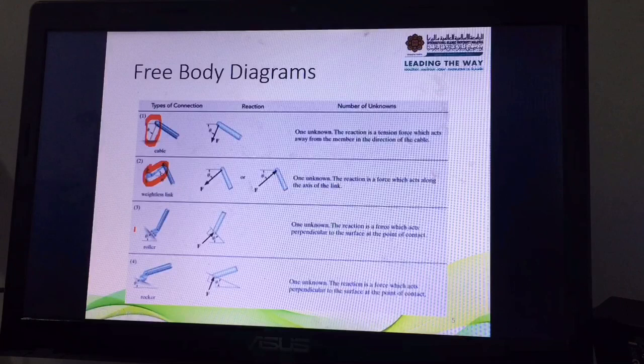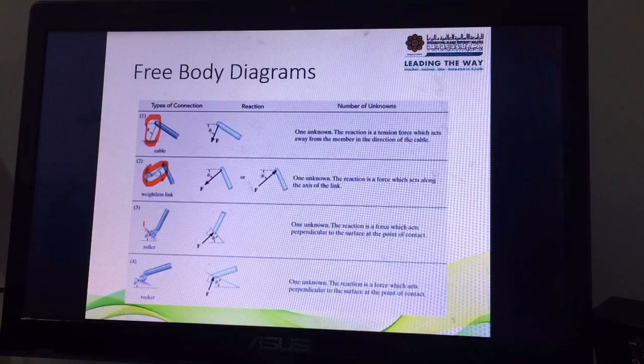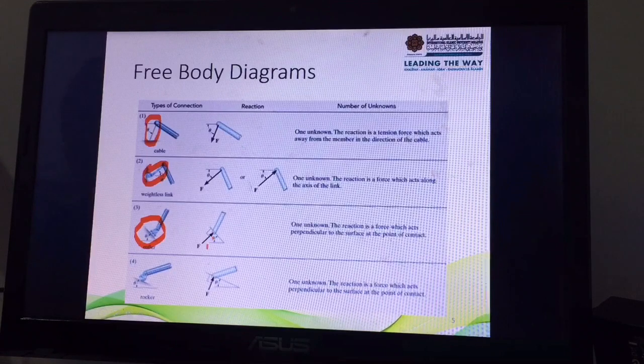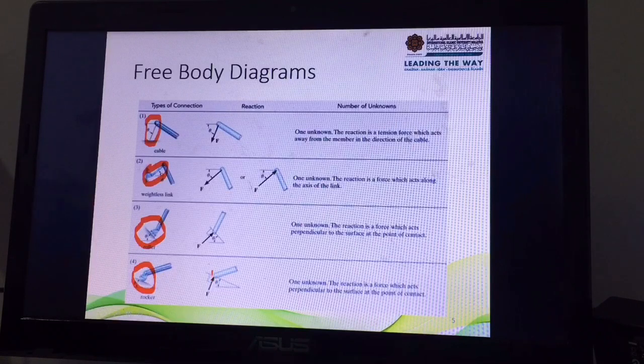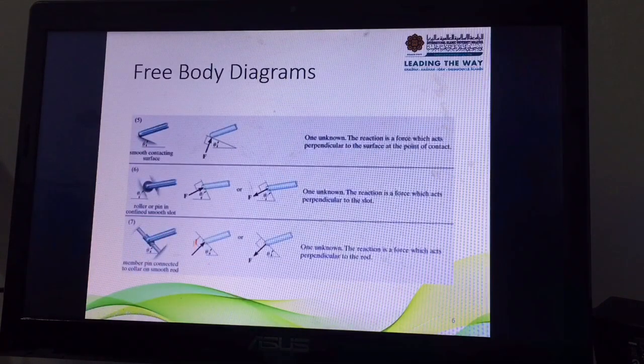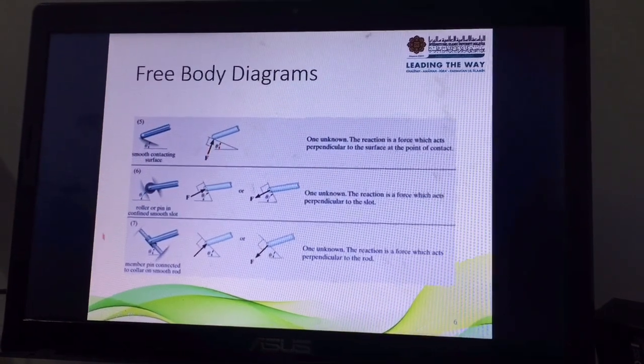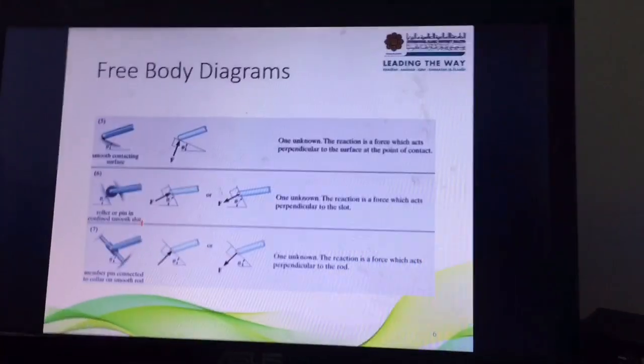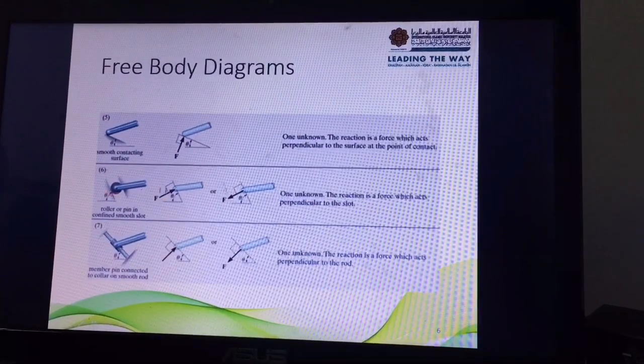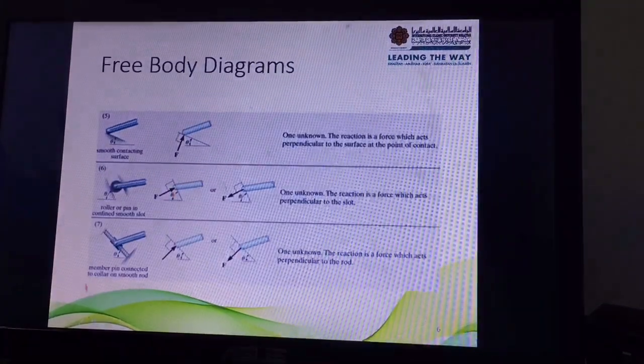And how about roller? If it is roller like this, there is always a force which is perpendicular to the surface. Alright, like this. You see, perpendicular force to the surface. And then if it is rocker, same. For the rocker, there is a force perpendicular to the surface. Smooth contacting surface, again, same. One force perpendicular to the surface. Roller or pin in confined smooth slot, then basically same. You have the one normal force perpendicular to the surface.